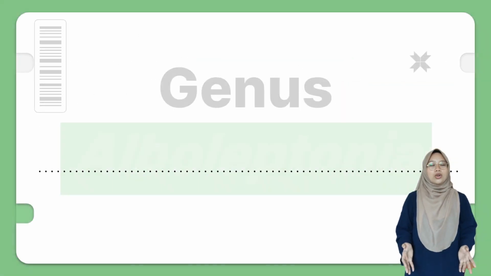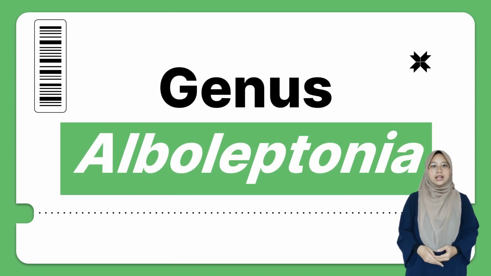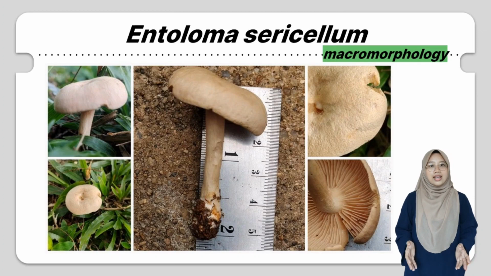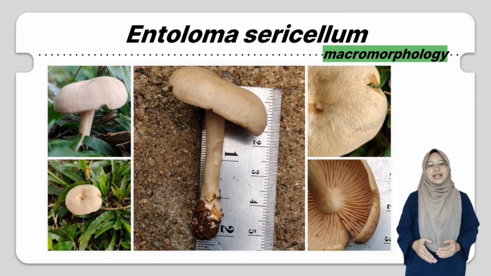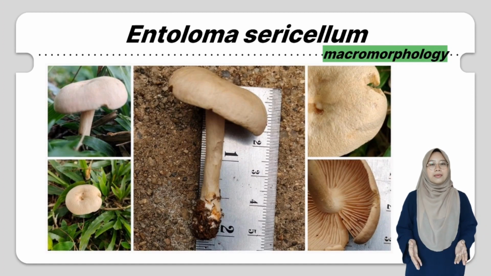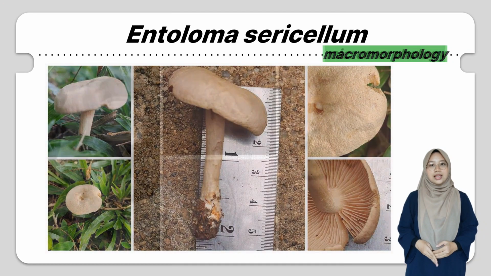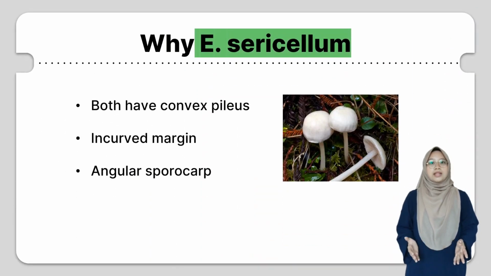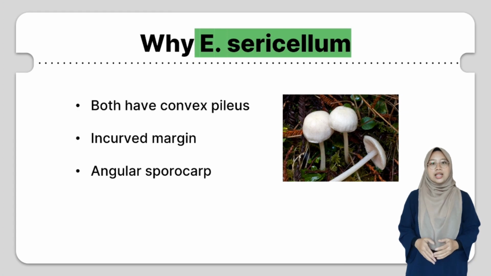The last Entoloma is suspected to be Entoloma sericellum as this species has features of convex shape of pileus, dry and granular surface, slightly packed gills containing lamella and lamellula, adnexed attached with stipe, club shape, and slightly fibrillous stem surface. The basidiospores were heterodiametrical to cuboidal shape, with 4 to 5 angles, clavate basidia, and absence of clamp connection. This species is suspected as Entoloma ceruleum as both have convex pileus, incurved margin, and angular sporocarp.